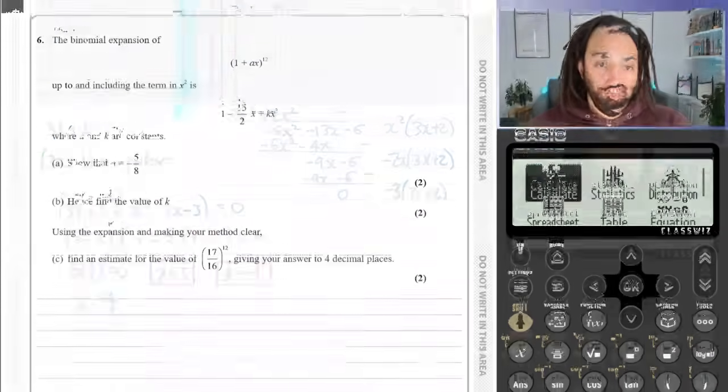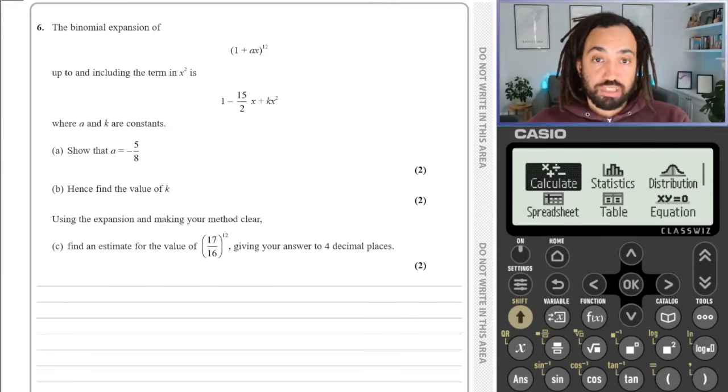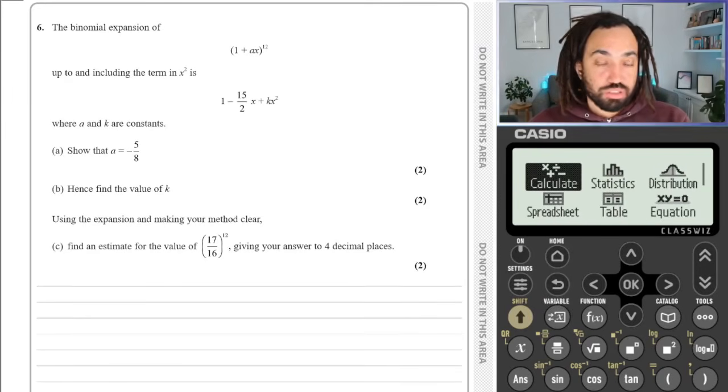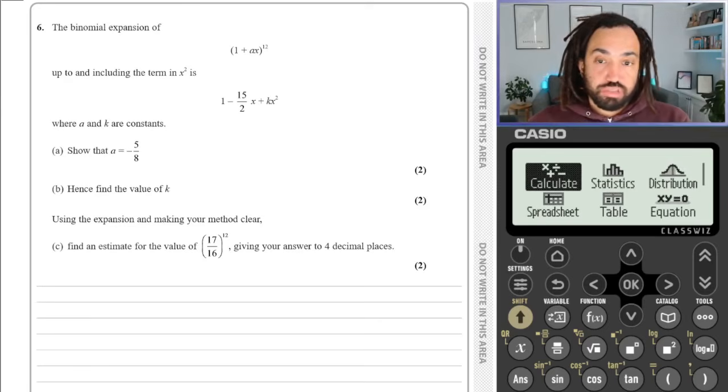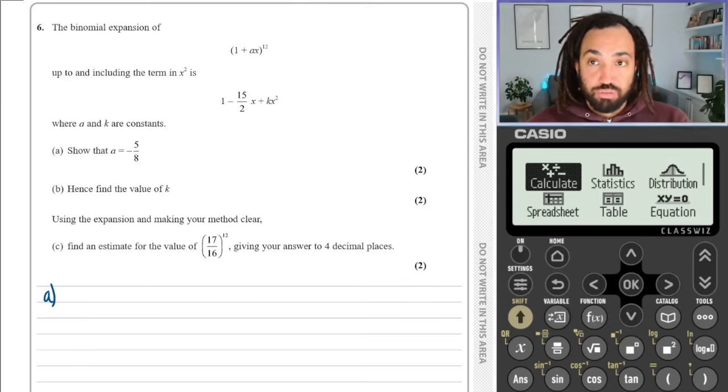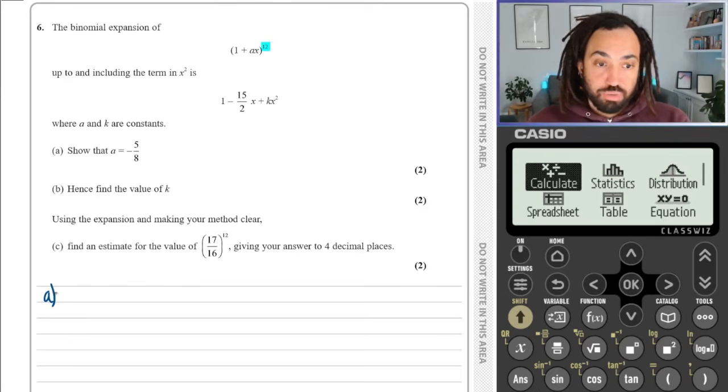Brilliant. Question 6: the binomial expansion of (1 plus ax) to the 12, up to and including the term in x squared, is given as this, where a and k are constants. Okay, so we just need to expand it out, then compare it to what they've given us in order to work out what the constant a is. So the first thing to spot is that the power of the bracket is 12, so our value for n is going to be 12.